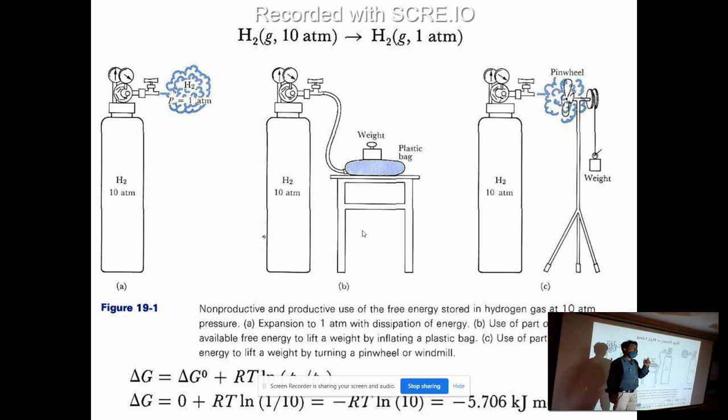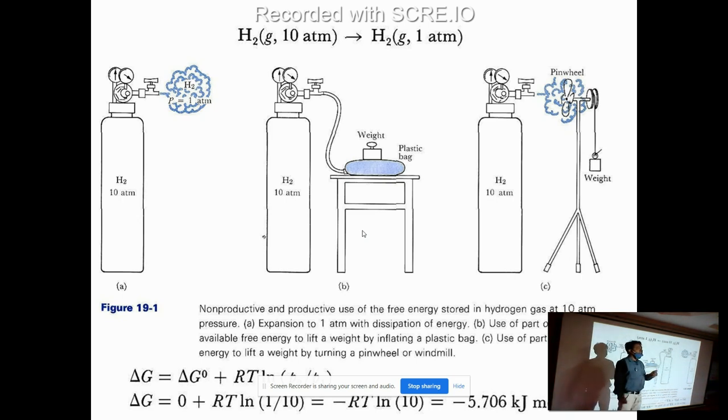Now I have estimated delta G. For what have I estimated delta G? I have estimated delta G for this reaction. What is the reaction? Hydrogen at 10 atmospheres forming hydrogen at 1 atmosphere. So what is the delta G I obtained? The formula is delta G equals delta G naught plus RT ln P2 by P1, where P2 is 1 and P1 is 10. I know the R value, the universal gas constant, and I know the room temperature. If I substitute, I get around minus 5.706 kilojoules per mole.